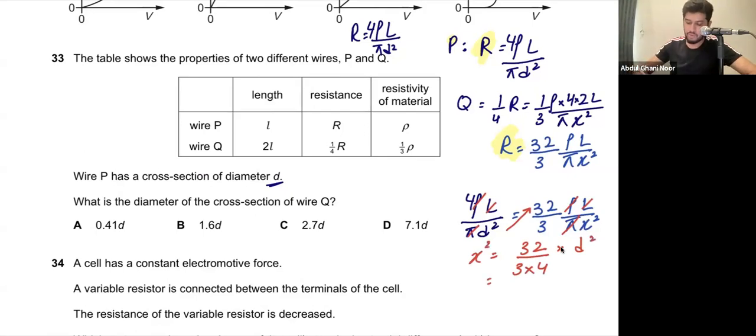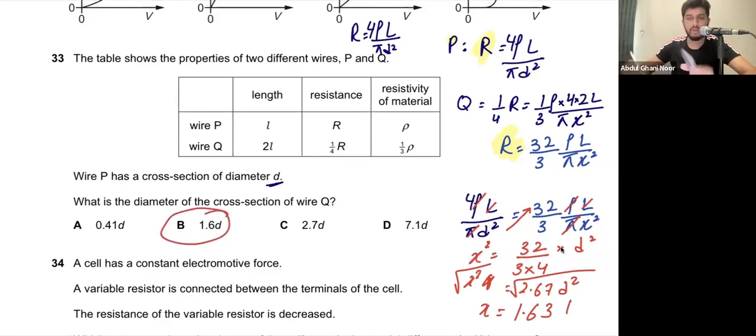So x squared is equal to 32 upon 12, 2.67 D squared. Taking the square root on both sides, the square root of 2.67 is 1.63. X equals 1.63. So the answer is 1.63 D.